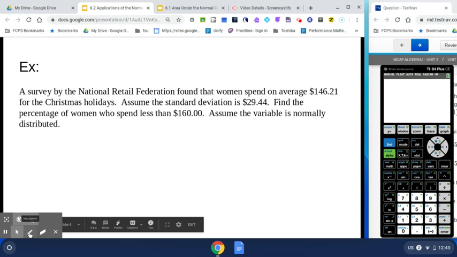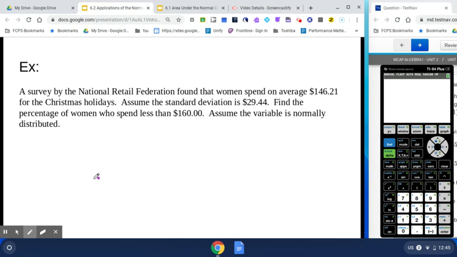Okay, let's first go ahead and draw out a picture of what this would look like. So we have a normally distributed data set where the mean is $146.21. So we're placing that in the exact center of that distribution. The standard deviation was said to be $29.44. I'm just writing that off to the side so I don't forget.